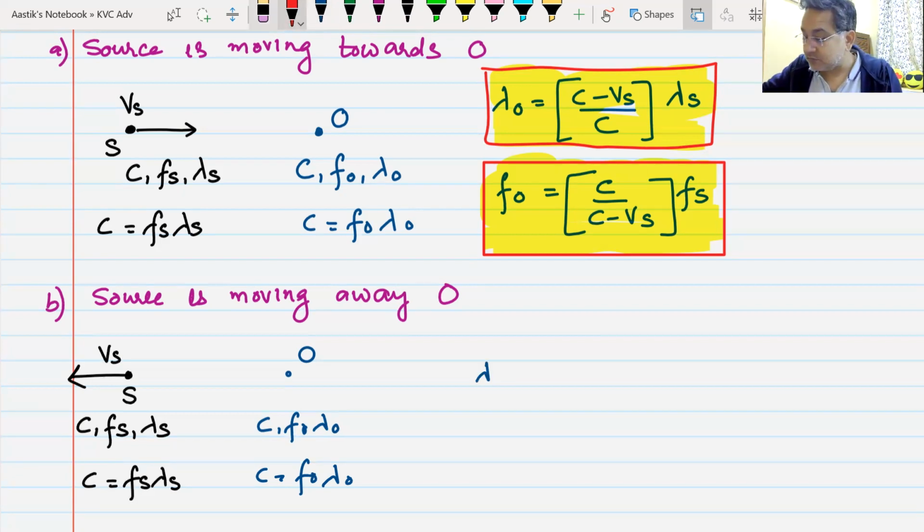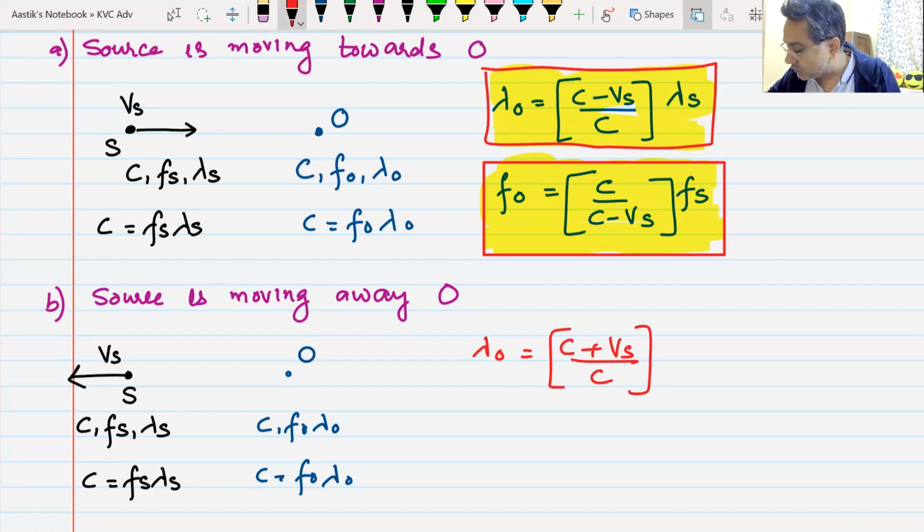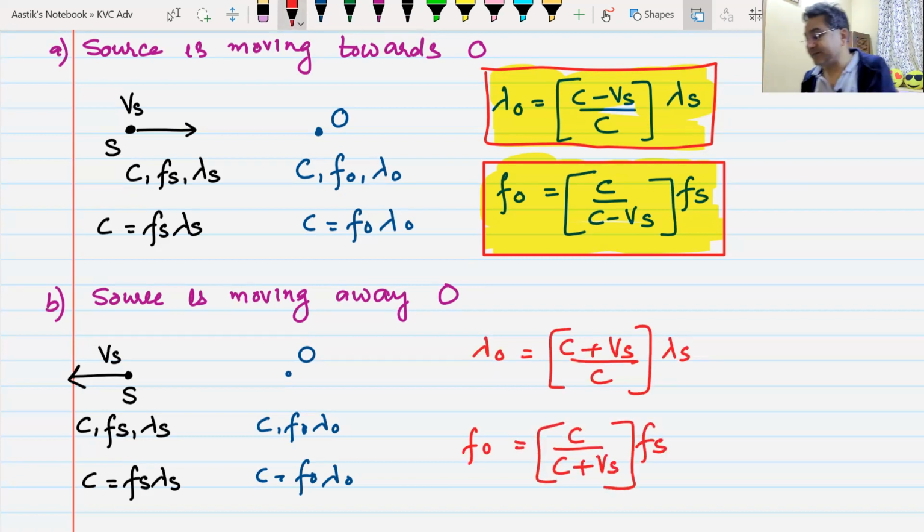Velocity will be plus, C plus Vs. So lambda naught will be c plus Vs into lambda s, and f naught will be c upon c plus Vs into fs. Do we understand this, everyone? Yes, sir. I'll give you 2 minutes to note this down.